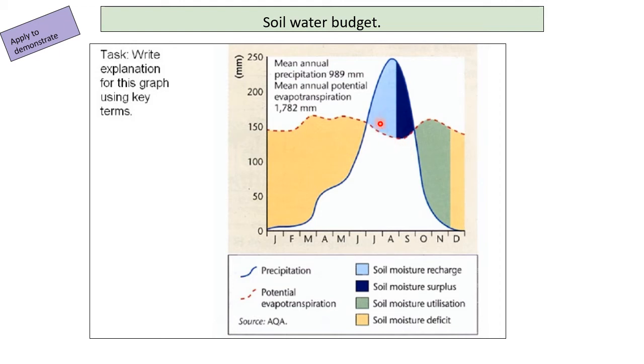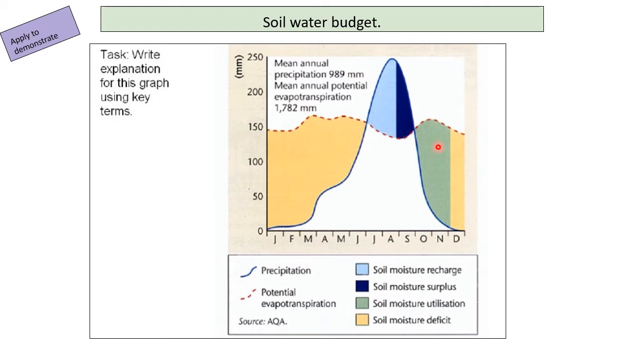You've then got a short wet season, coming from June all the way through to October, about 4 months when you've got some half decent rain. You've got a relatively short period of recharge, certainly a short period of surplus, and then you've got a couple of months here of soil utilization. So this is different from what we saw in the UK.